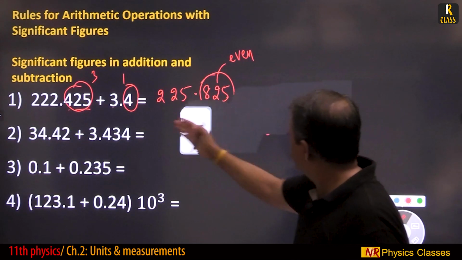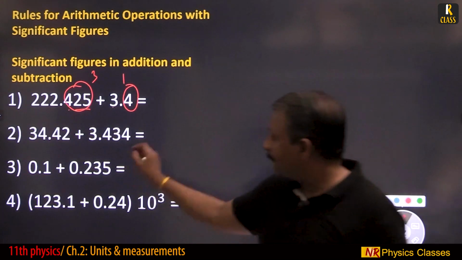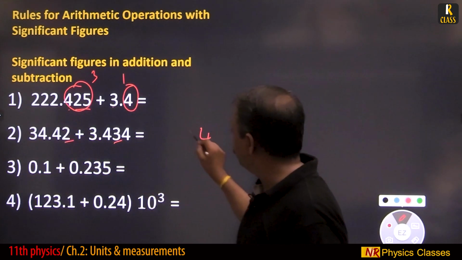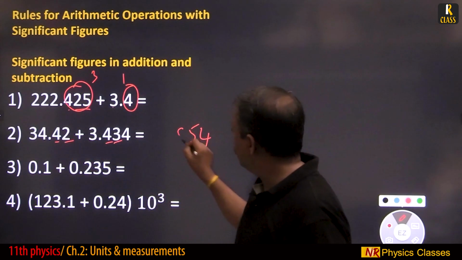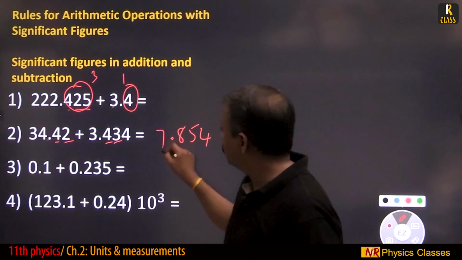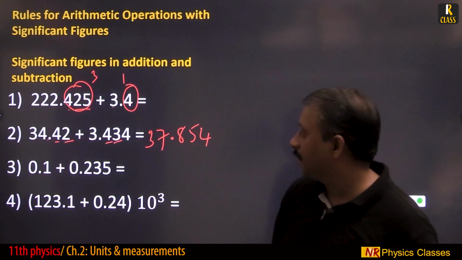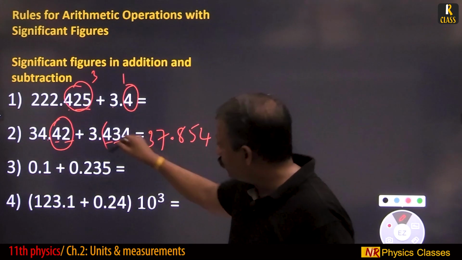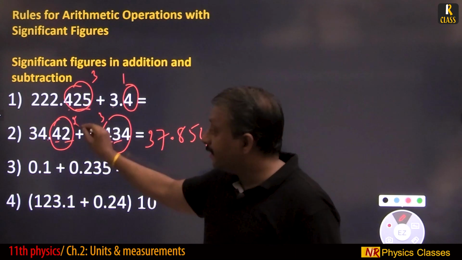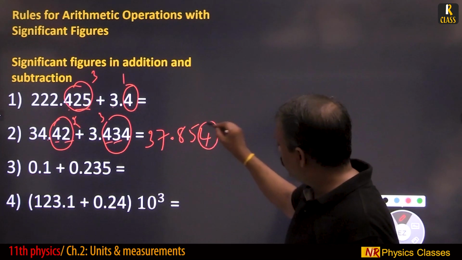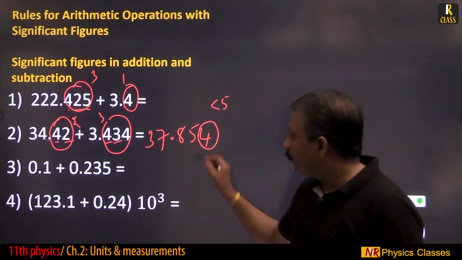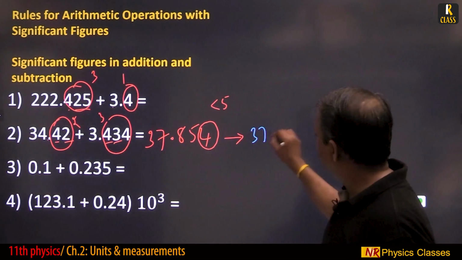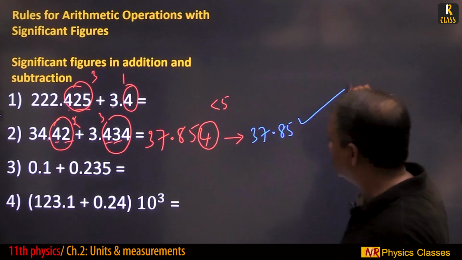Now, second, 4, 4, 3, 2, 5, 4, 4, 8, 3, 4, 7. This is 3. When we add these two, we get this. There are 2 digits. There are 3 digits. 3 and 2. Least is 2. This 4 is less than 5. So just drop it. Make it 37.85. So this is the answer.